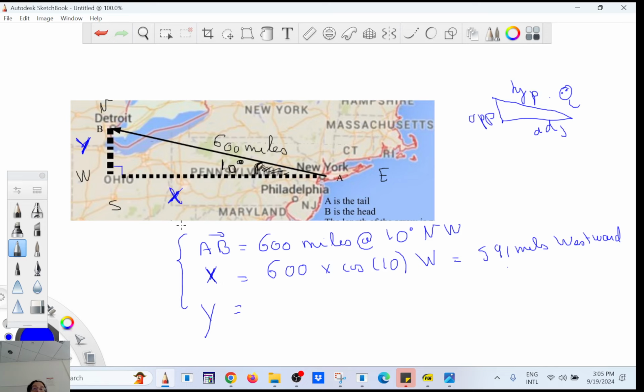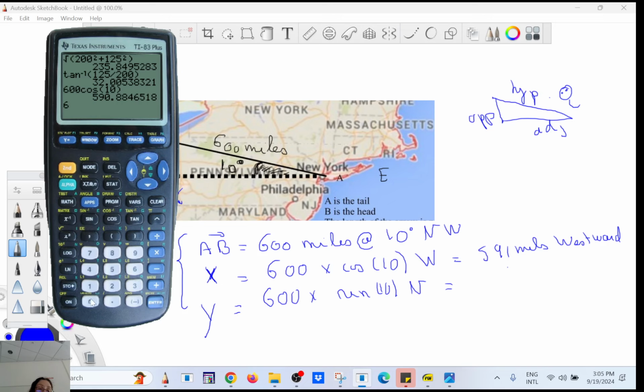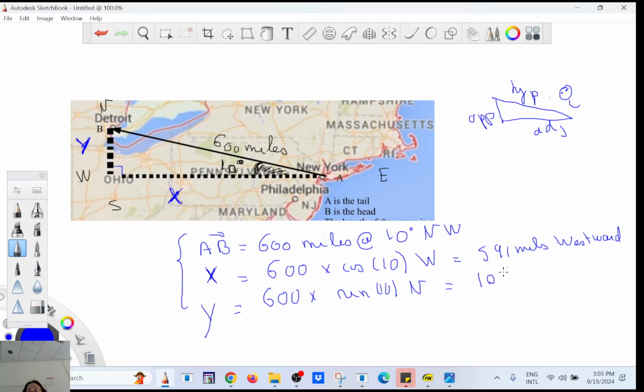So the Y component is going to be what? What do I use for the Y component? Sine. Now it's going to be north. So it's going to be 600 sine 10, which is about 104. Do you agree? North. Okay?